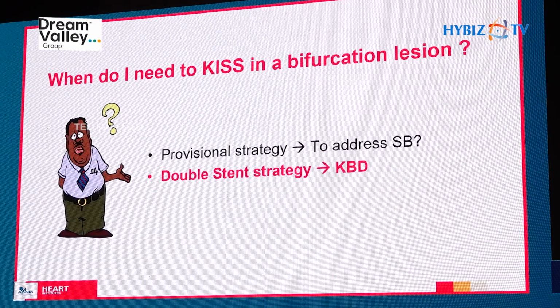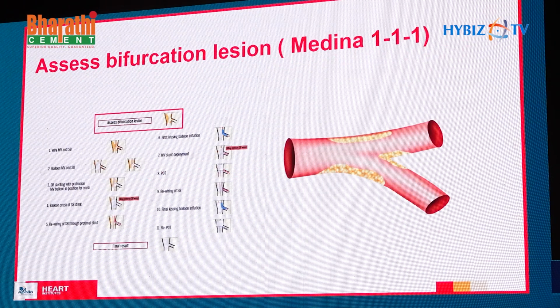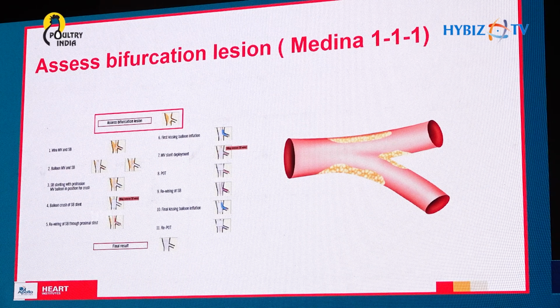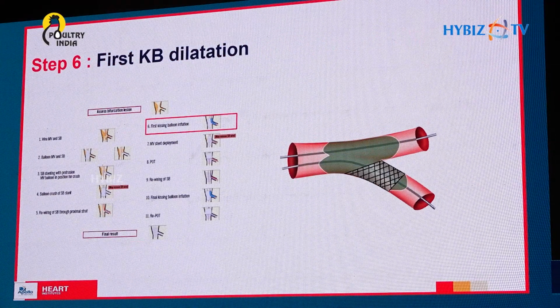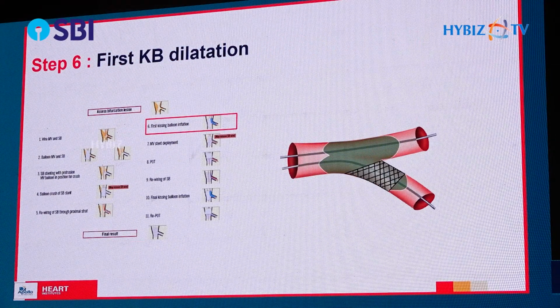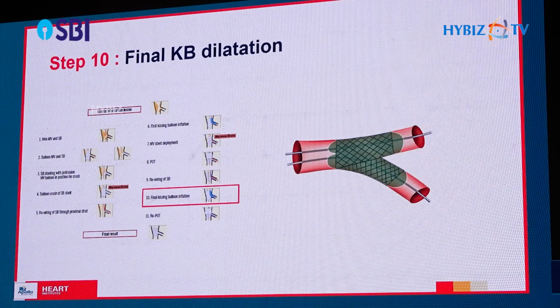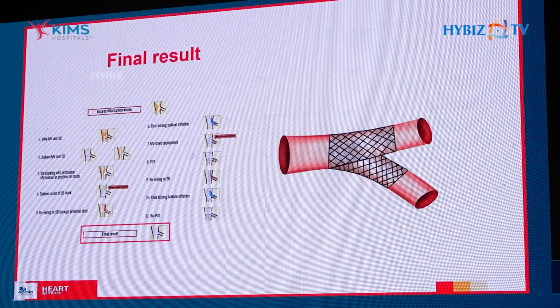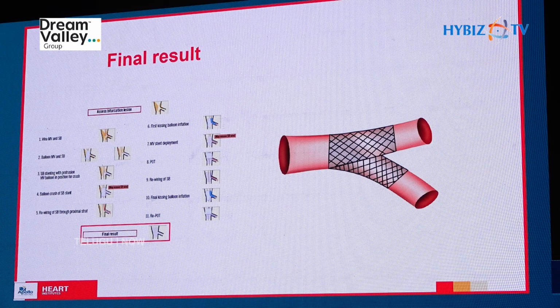Now the second subset, double stent strategy: do I kiss? If you see the kissing balloon dilatation in the Medina 111 classification, it is step 6 that you give the first kissing balloon, then step 10 that you do a second kissing balloon, and then the final results are good. So after the 11 steps that you follow, or the 9 steps as people say, there are 2 stages where you kiss. Now, why do we kiss?